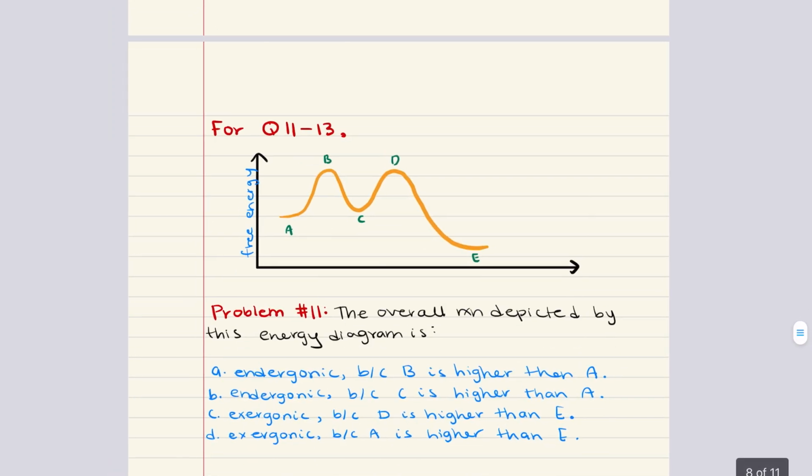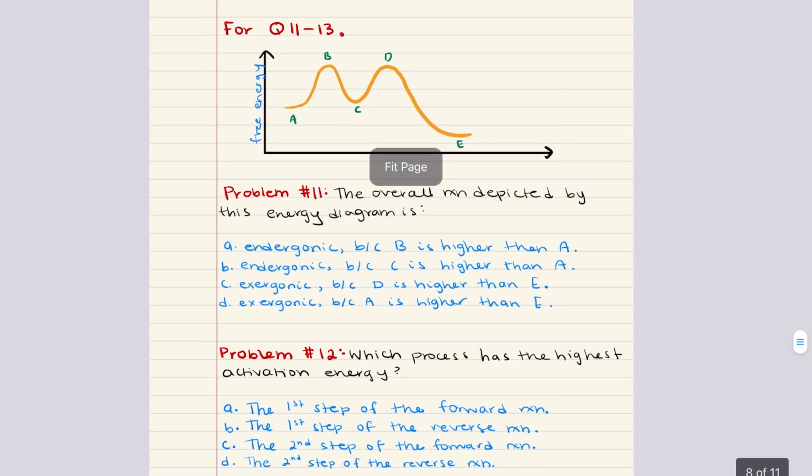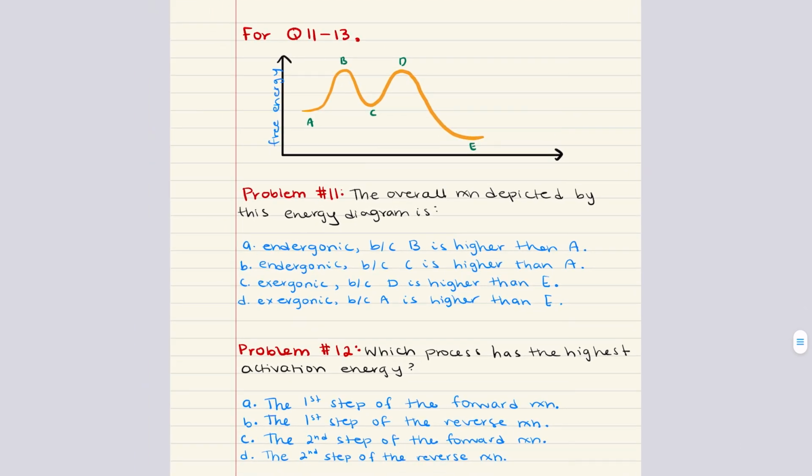All right, problem 11 is next, and actually for problems 11 to 13, we're going to be referencing this diagram right here. Problem 11 says, the overall reaction depicted by this energy diagram is blank. Is it endergonic because B is higher than A? Is it endergonic because C is higher than A? Is it exergonic because D is higher than E? Or is it exergonic because A is higher than E?